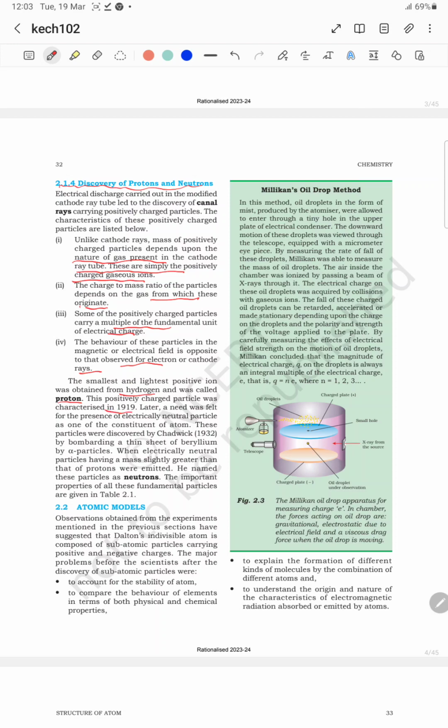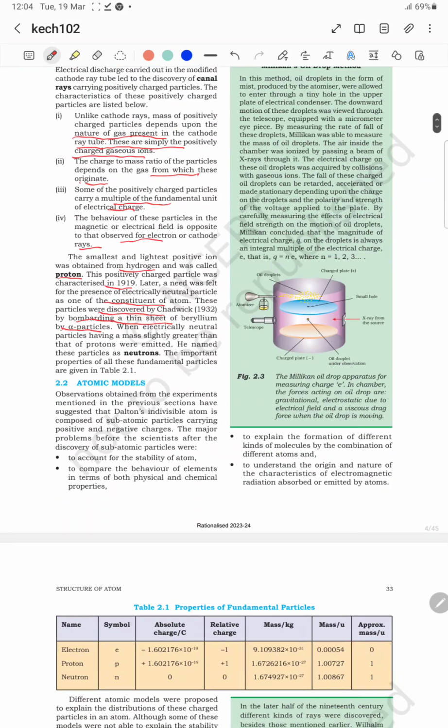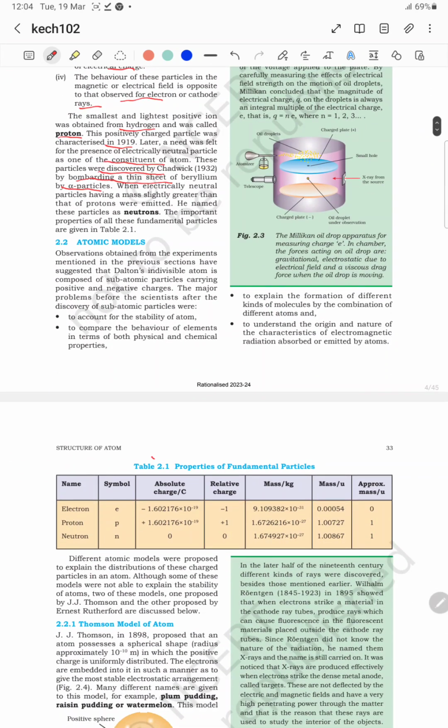Later, a need was felt for the presence of an electrically neutral particle as one of the constituents of the atom. These particles were discovered by Chadwick by bombarding a thin sheet of beryllium with alpha particles. When electrically neutral particles having a mass slightly greater than that of protons were emitted, he named these particles neutrons. The important properties of all these fundamental particles, we can see in the table also.